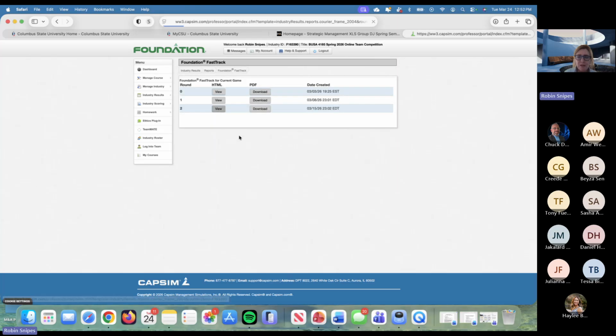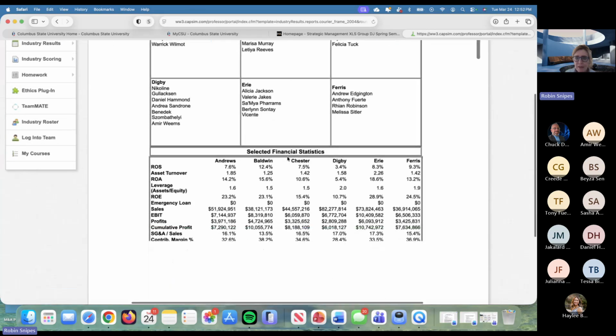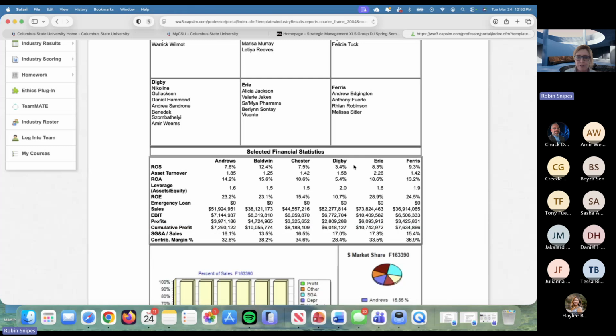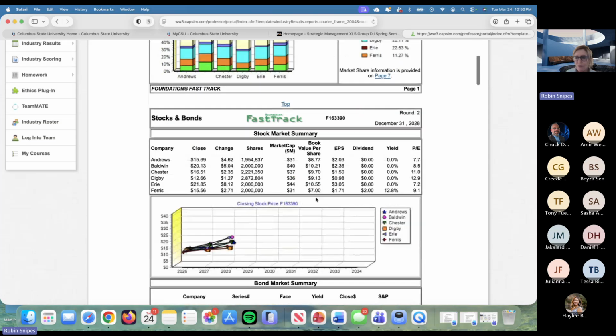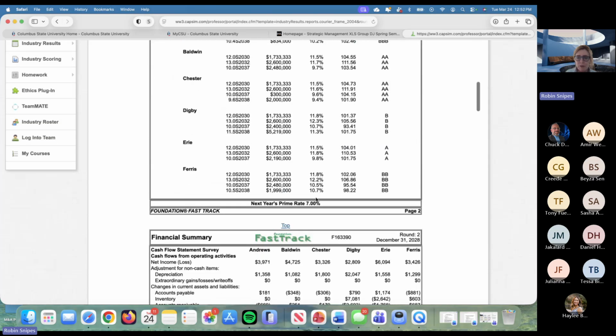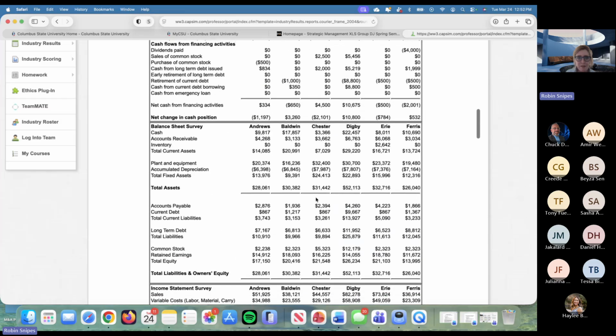And let's take a look at round 2, see what happened. Again, I see some really healthy return on sales. This is your net profit margin for most of the companies. That looks really good, but that alone is not enough to put you in first place, as you know. Everybody is making a profit. That's also a good sign.